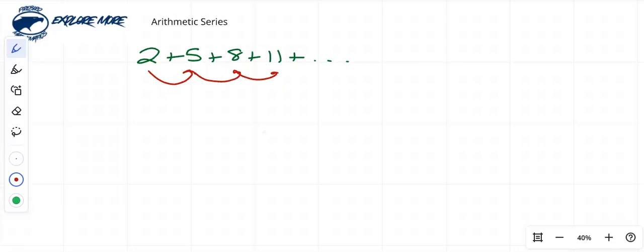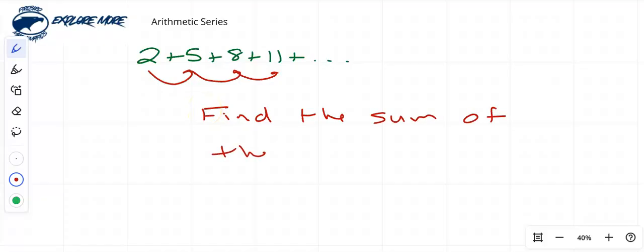So in a second, we're going to solve this, but the question is going to be like, find the sum of the first 30 terms. Okay, so it's not just finding the 30th term, but adding all 30 of those terms together. So how are we supposed to do that? To do that, we're going to look at the most popular example of this.